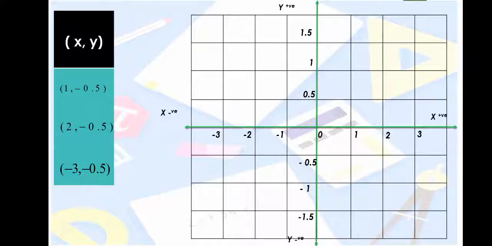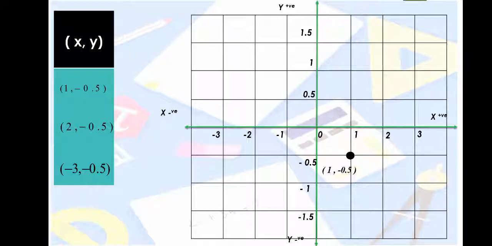Here you can see that on x-axis the difference of the number is 1, but on y-axis the difference of the number is 0.5. So you have to take same difference on y-axis and same difference on x-axis. Now for plotting these ordered pairs, the first ordered pair is 1 and minus 0.5. 1 is the value of x and minus 0.5 is the value of y. So 1 and minus 0.5 are intersecting on this point. Mention the ordered pair 1 and minus 0.5.